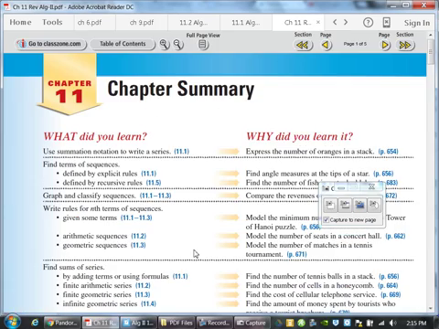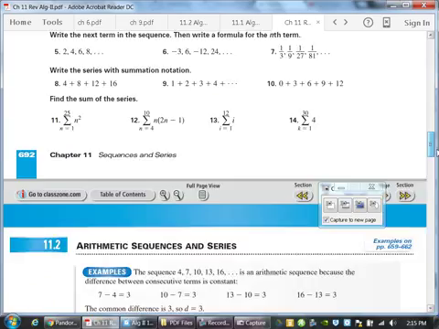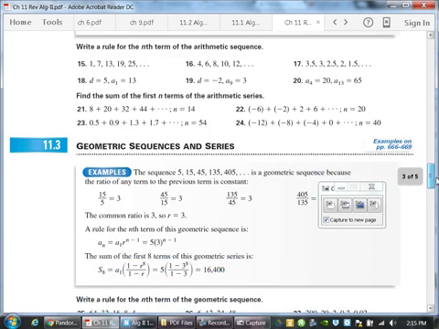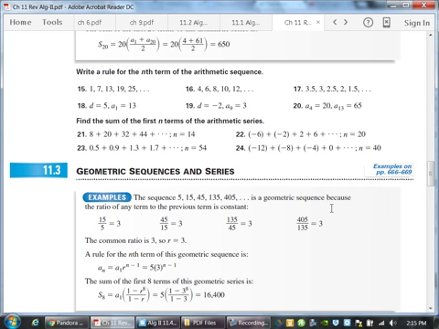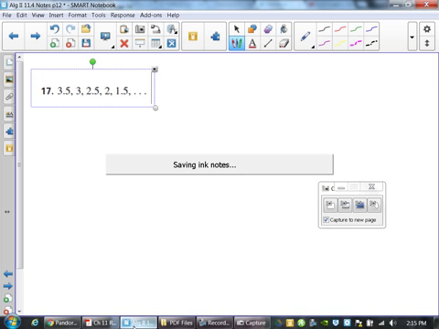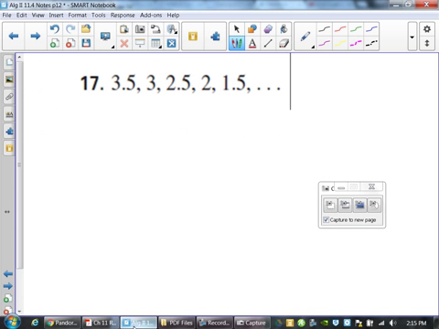You know, when you start looking at review stuff, write the rule for the arithmetic sequence. If there's a rule, figure it out. What's the first term, what's the common difference? Write it out. So if you're looking at this one, what's your first term? What's your difference?